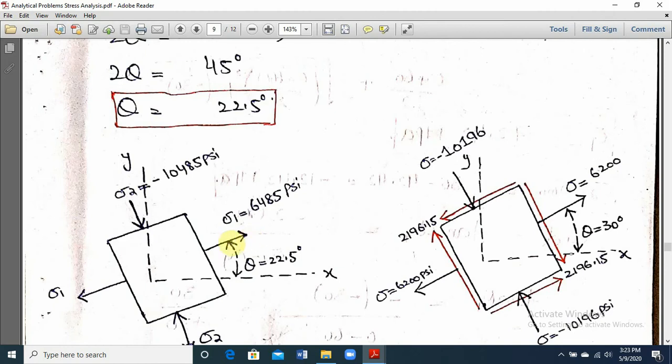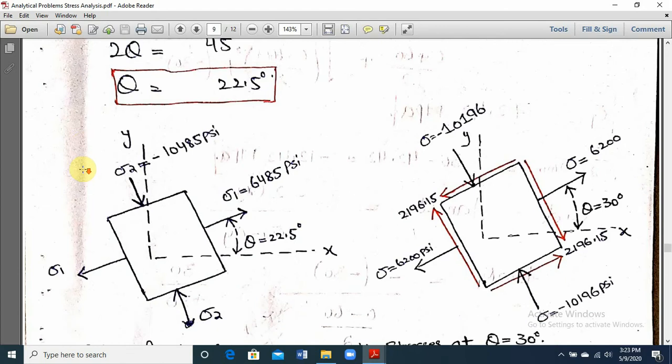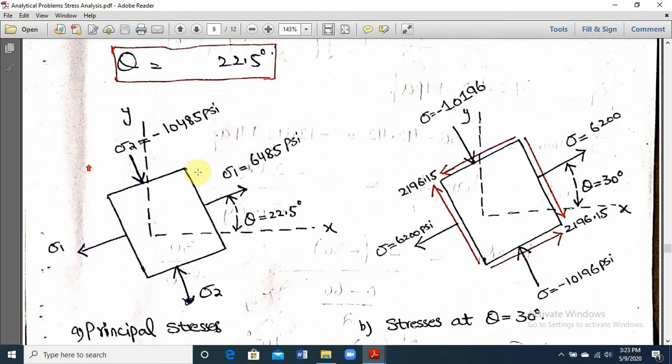What is the value of principal stress? Sigma 1 is 6485. What is the value of sigma 2? Minus 10485, and there will be no shear stress on the principal plane. And where is the maximum in-plane shearing stress? It will be at 45 degrees from this, so we add 45 to this and we can find the value of shear stress. And at 30 degrees you have already determined the normal and shear stress values. At 30 degrees your normal stress was 5196, and the shear stress was plus minus R, clockwise here and anti-clockwise there.